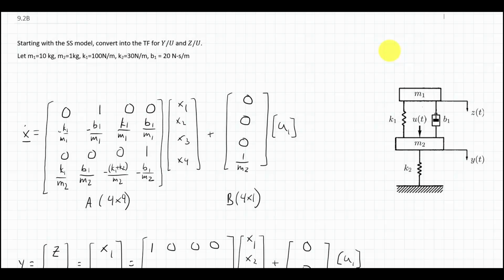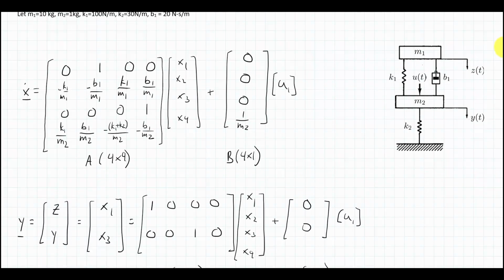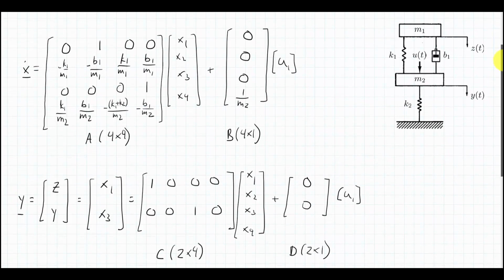In this example, we're going to pick up where we left off in the 2 degree of freedom system that we looked at earlier in this section, where we derived the state space model for it. And we're going to convert this into 2 transfer functions because we had in this system 2 observables, the 2 displacements, y and z. So we're going to get out 2 transfer functions in the end, y over u and z over u. So let's see where we left off with our state space model already done.